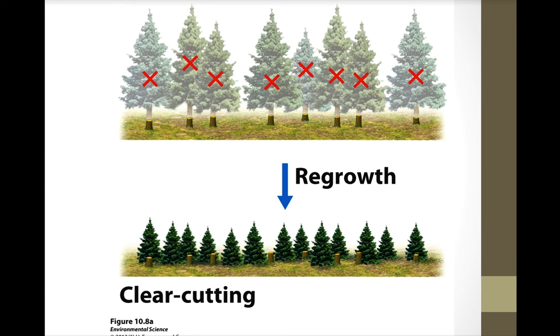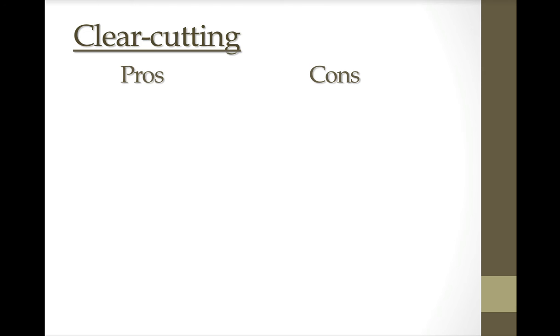So this would be another picture of what clear cutting looks like. This is a picture from your book. Rather than selecting which trees remain, you actually just cut all of them down, and then your regrowth ends up with all small trees growing back. So why do we even do clear cutting?